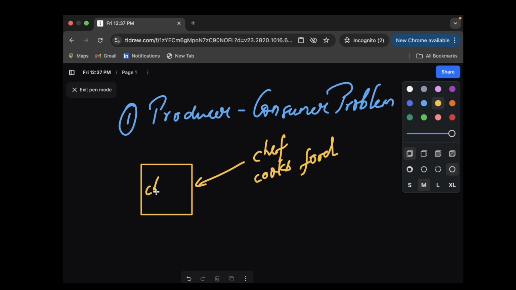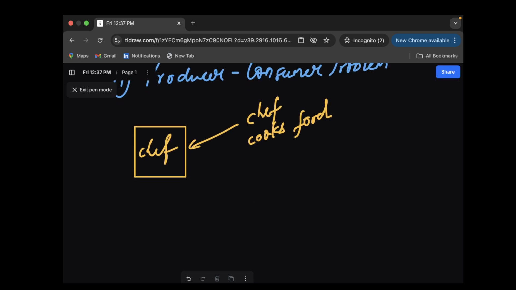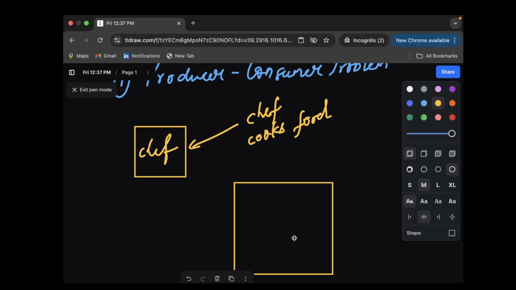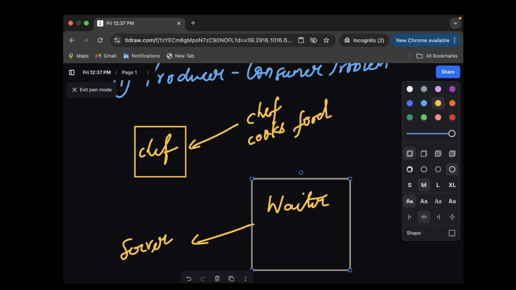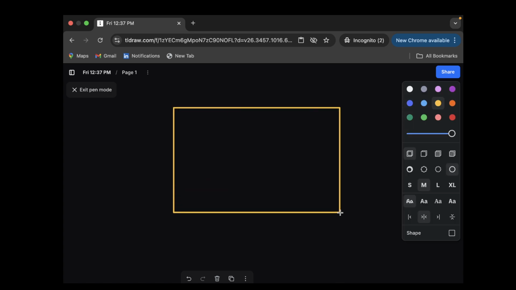So this is my chef, and then we have a waiter that picks up meals from the counter. So then we have the waiter, right? The job of the waiter or a server is basically to serve. This is my waiter. By serving, what we mean is the waiter is going to come pick up the meals and put the meals on the table, right?